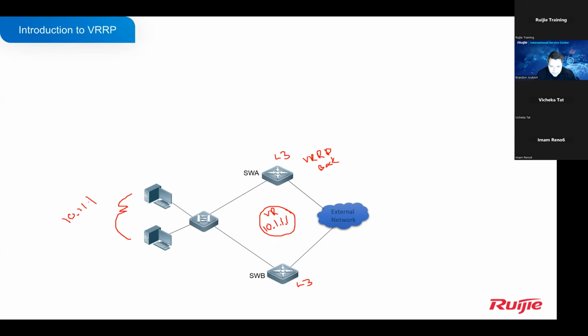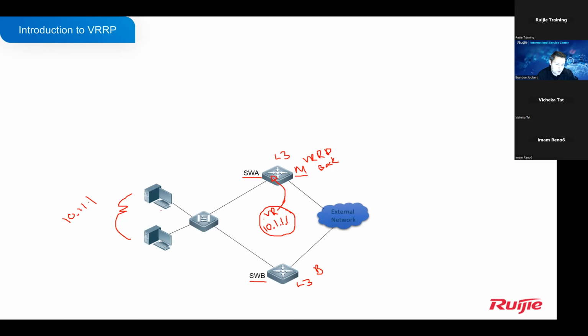So now, in your VRRP backup group where switch A and switch B belong, with the specifications that you have configured, which we'll touch on in the following slide, there will be a master device and a backup device. The master device will become the owner of the virtual router. I like calling this router a floating router, and it will attach itself to the master device.